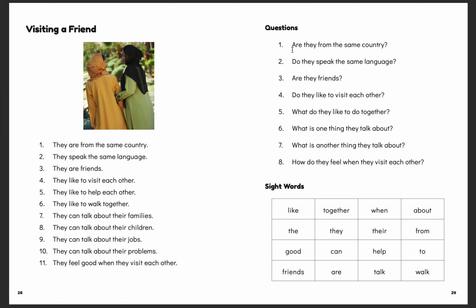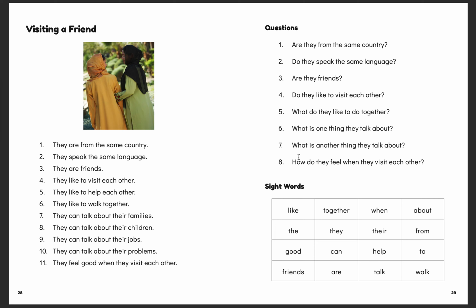So let's look at number one. Are they from the same country? I would ask your student that question. Maybe they know the answer, and I'd say, where do you see that information? Where is it in our story? If they're not really sure, then I would point them at number one and say, could you read number one again? What does it say? And then they'd say, oh, they are from the same country. And maybe you could even circle the phrase same country so they can see where they got the answer.